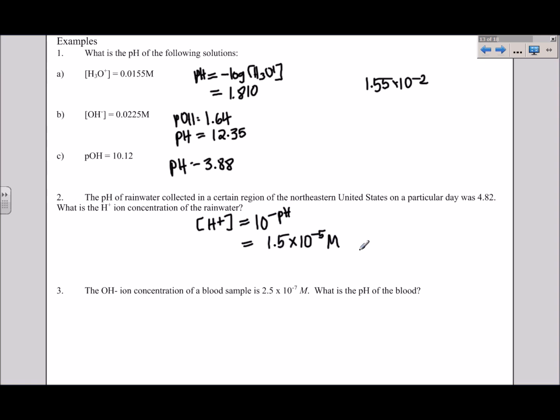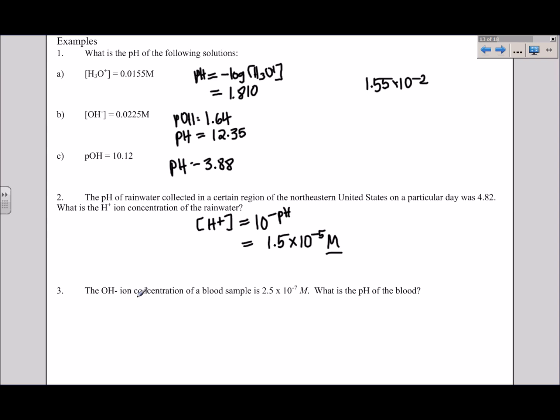Now, pH does not have any units. So what we need to remember when we're studying acid-base chemistry is that although pH doesn't have units, the concentration of the H+ is going to be reported in moles per liter. So we need to be mindful and not forget about our units for our concentration.